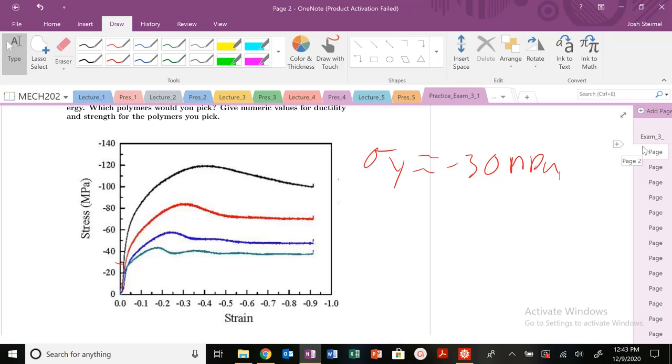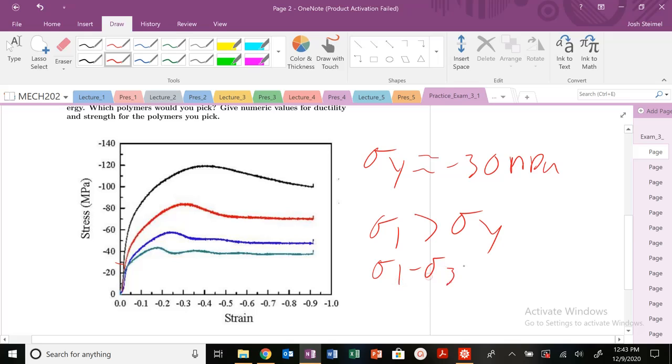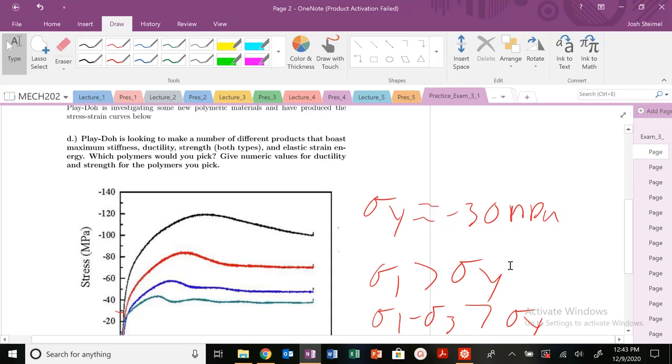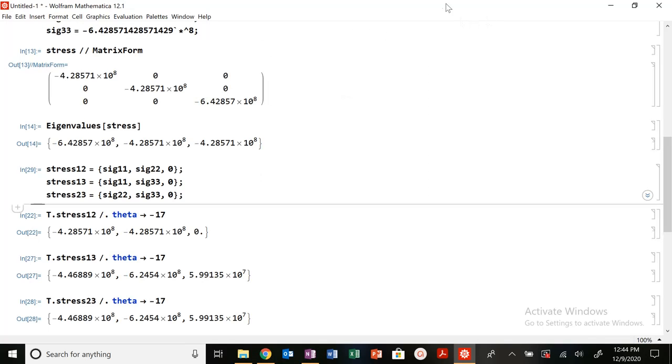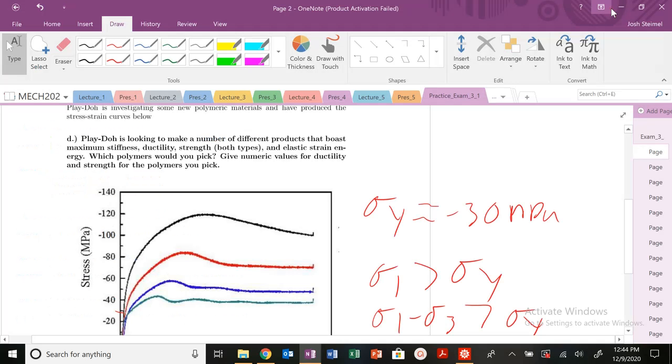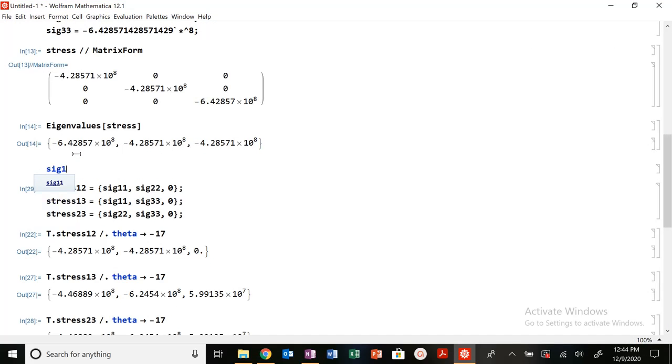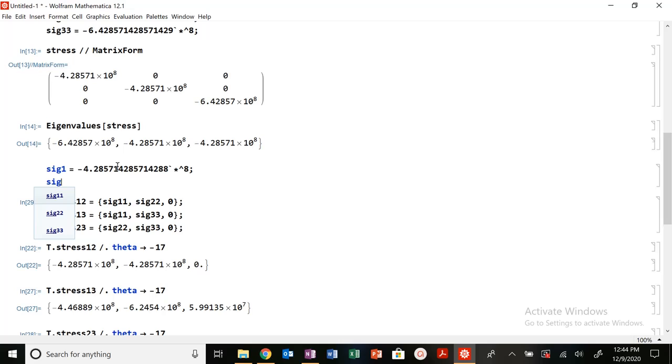So for Rankine, I know that my sigma 1 must be greater than sigma y. For my Tresca, sigma 1 minus sigma 3 must be greater than sigma y. And then we have our von Mises, which we're going to have to look back up. So let's go ahead and look back at our stresses. So for our eigenvalues here, this would be our sigma 1 is equal to sigma 2. So that is about 428 megapascals. So that is much larger, so that will definitely yield. What about sigma 1 minus sigma 3? So let's go ahead and define this. Sig 1 equals this, the less negative value. Right here, that's sig 2 is equal to sig 1.